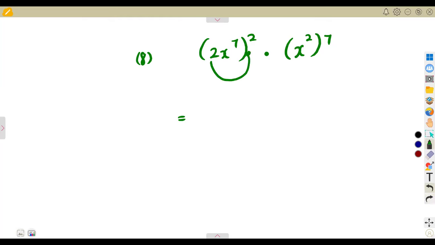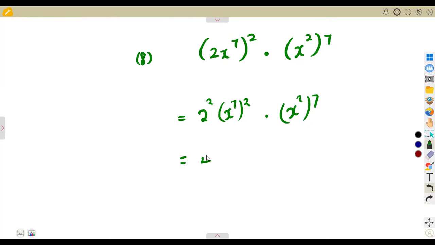2 has to be raised to the exponent of 2. So it's going to be 2 to the exponent of 2, x to the exponent of 7 to the exponent of 2, times this one is just x to the exponent of 2 to the exponent of 7. What I just wanted you to see is that this 2 is also raised to the exponent of 2. So that's 2 times 2, which is 4. Remember what I said: an exponent of an exponent, you multiply them together. So this will be 7 times 2, which is 14, times x to the exponent again. Exponent of exponent, you multiply 2 times 7, which is 14.